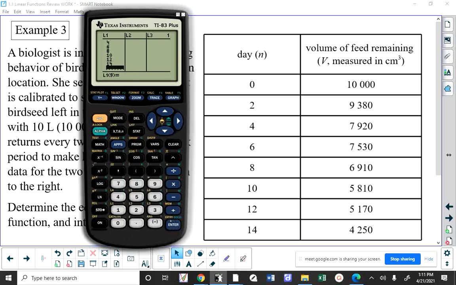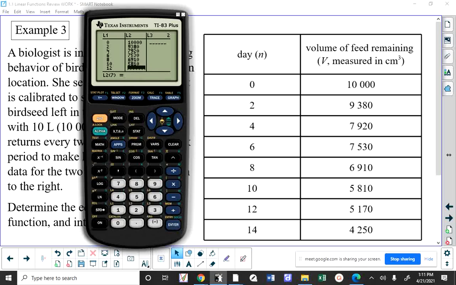And because we're going to do something with the calculator where the calculator crunches all of these numbers in a minute, you want to make sure that you've entered them in correctly. We're okay. Clearly, these are ordered pairs, which means you have to put them in the same order. You have to put the 10,000 with the 0. And then 9380, 7920, 7530, 6910.